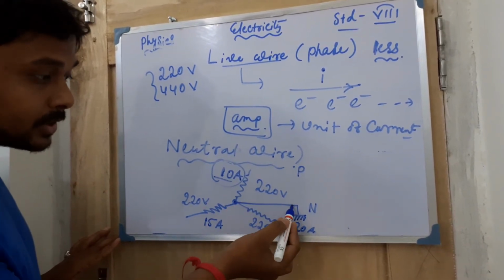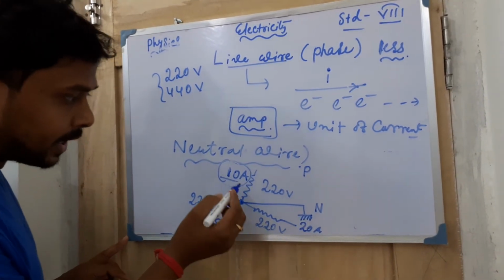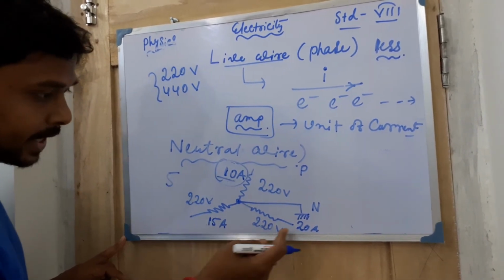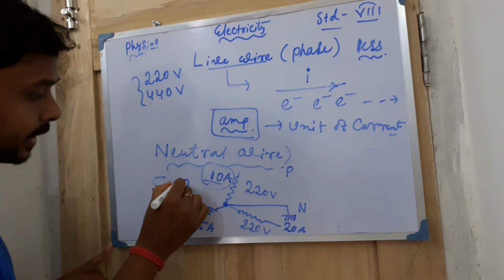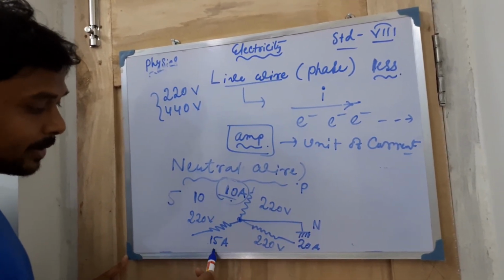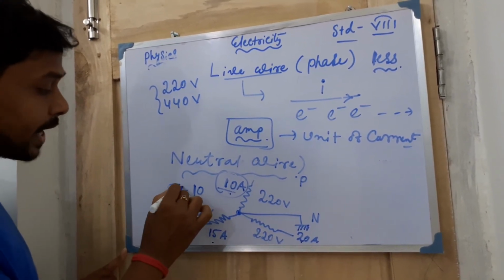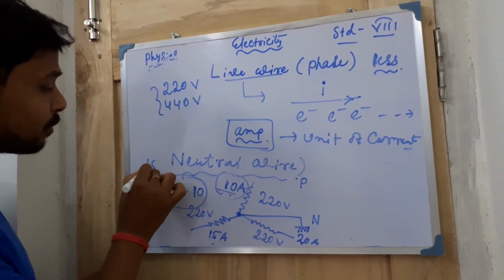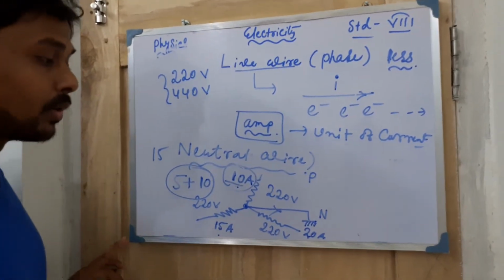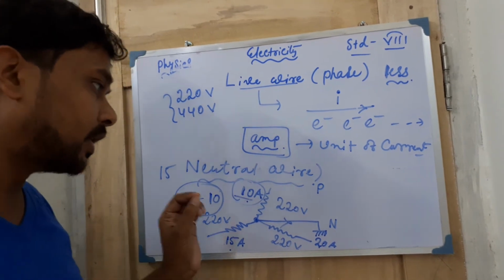So now the function of the neutral will come. Try to understand that one. Neutral. If you take 10 as the base, then here 5 ampere more current is passing, and here 10 ampere more current is passing. So if you add these two, then definitely 15 ampere more current is present, which will flow through the neutral and go down to the ground. That is actually the function of the neutral. Try to understand that one.